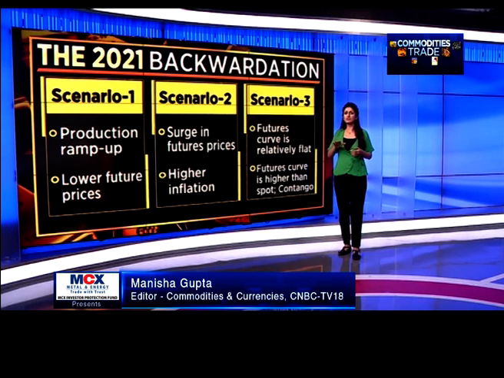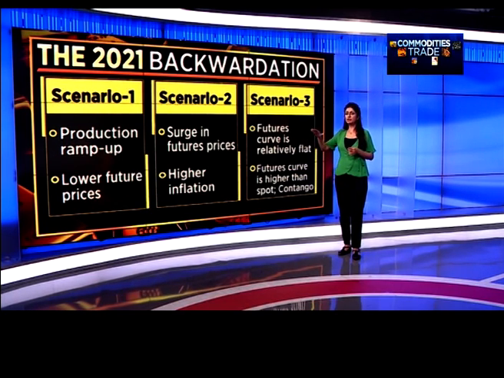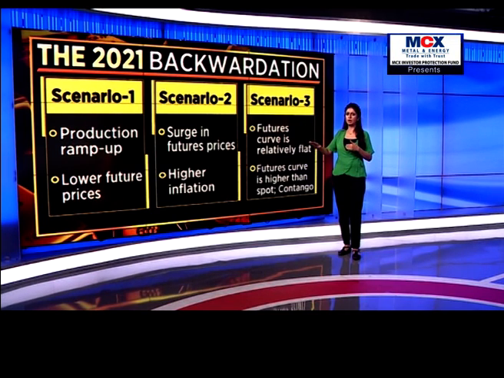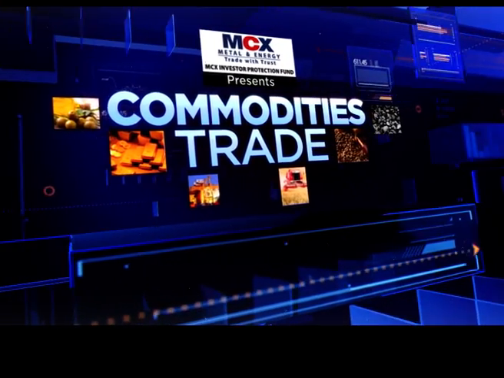Another scenario is when the futures curve shows no significant discount. That reflects that the market expectation of a higher price is going ahead for a longer duration. But if the future prices are higher than the spot, then this is the exact opposite situation of backwardation, and that is called contango.